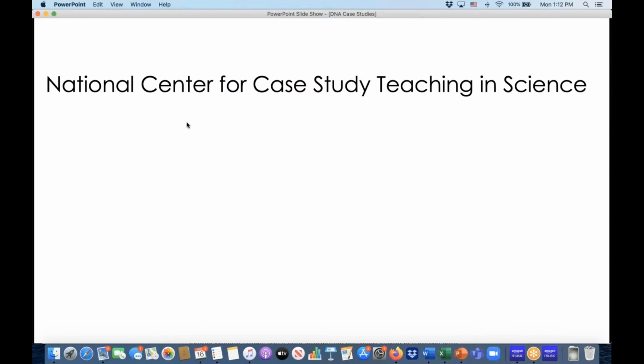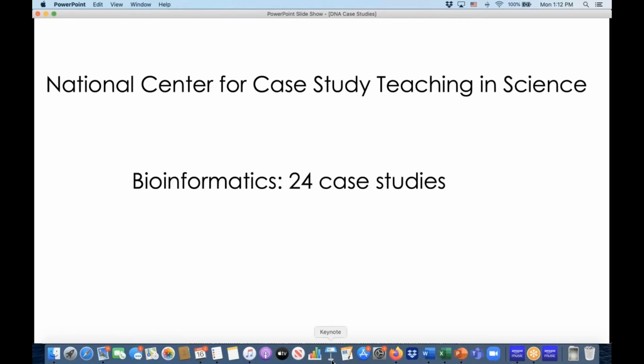And if you were to go to the National Center for Case Study Teaching and Science and just use bioinformatics as a search term to search their case collection, that will call up 24 different case studies. And the vast majority of those are designed for undergraduate level classes.